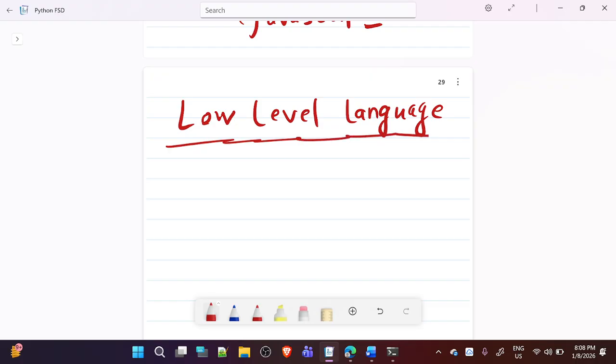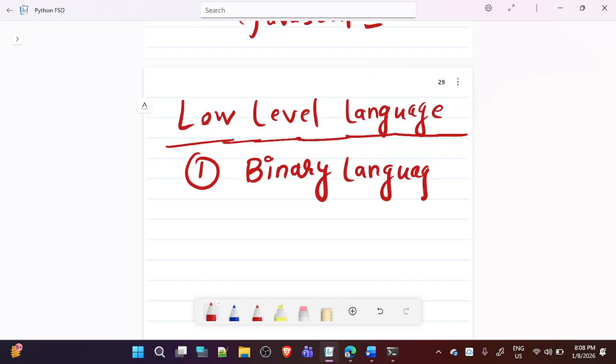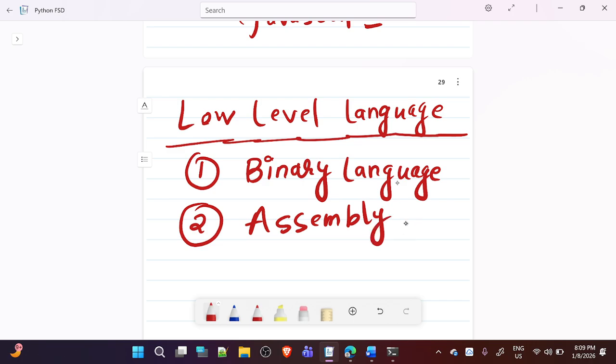If someone asks you what are the examples of low level language, there are two types of low level language. One is binary language, and the second one is assembly language.